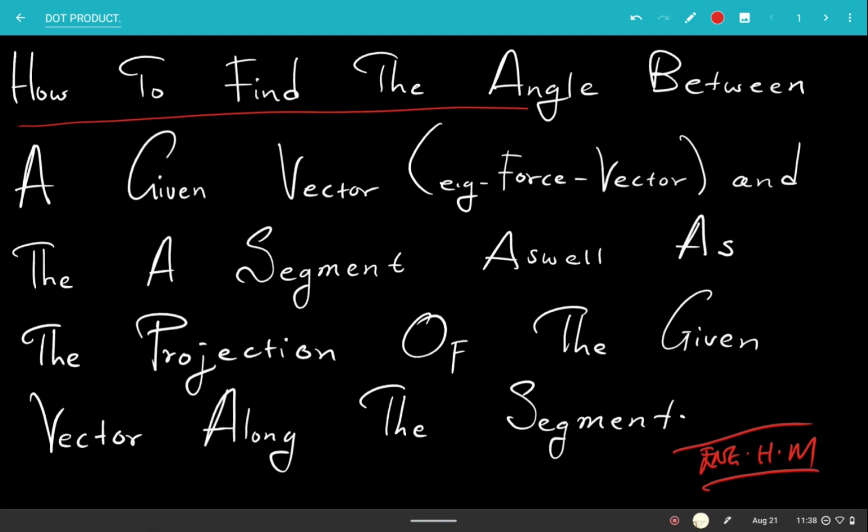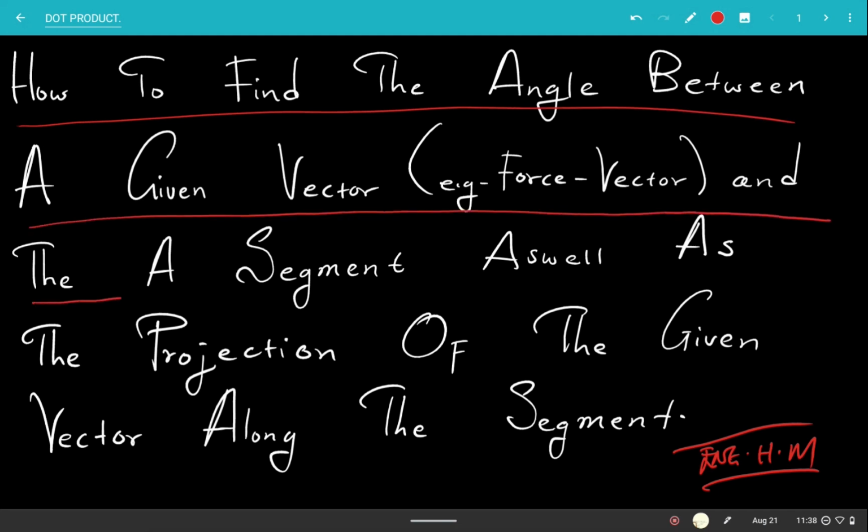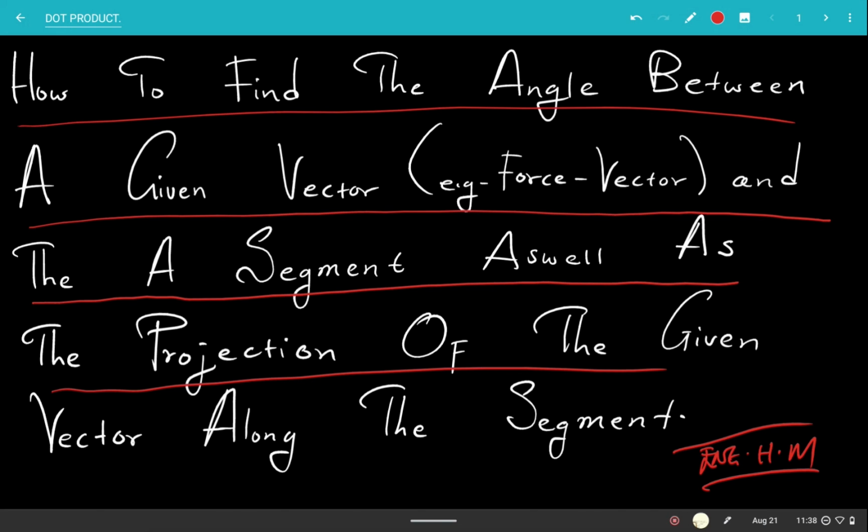In this video we'll be looking at how to find the angle between a given vector, preferably a force vector, and a segment, as well as the projection of the given vector along the particular segment. So we're trying to find the angle in between a given vector and the segment, as well as finding the projection of the given vector along that segment.